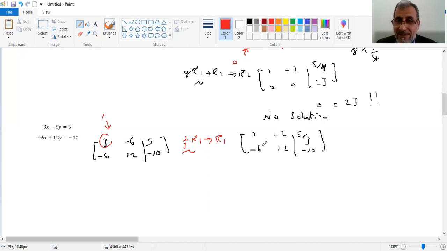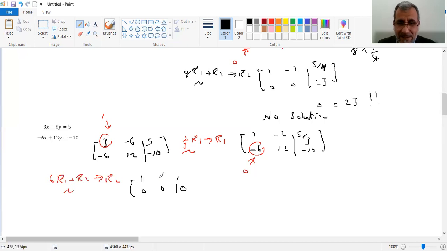Now we need 0 below the 1 here. So multiply R1 by 6 and add to R2. I want to change row 2. Multiply row 1 by 6: 6 times 1 is 6, plus negative 6 is 0. Multiply by 6, negative 12 plus 12 is 0. Multiply by 6, this one will be 10, and minus 10 will be 0. It is also 0. This 0 equals 0, okay, no problem.